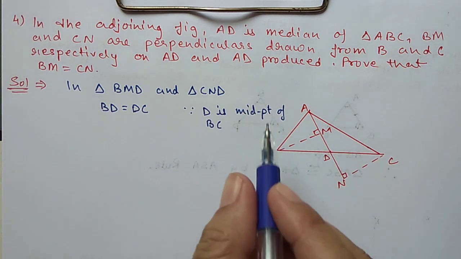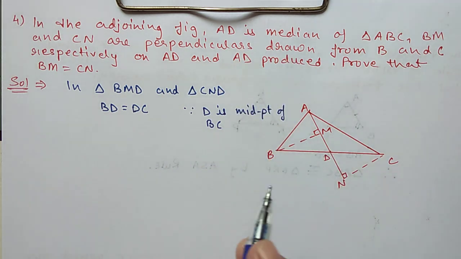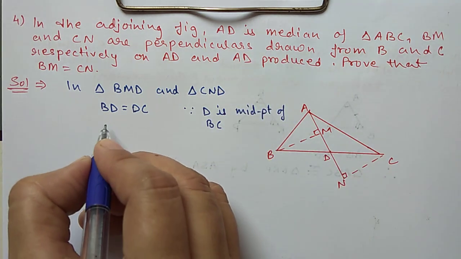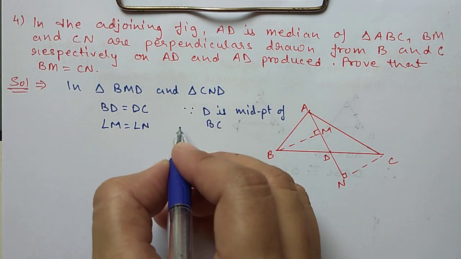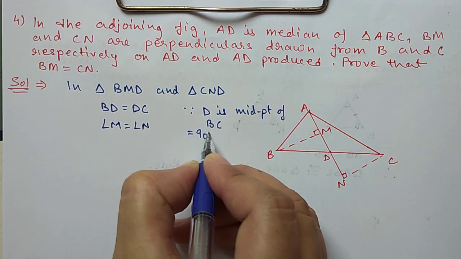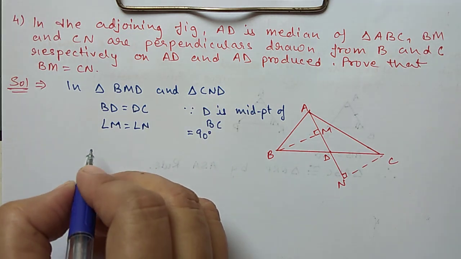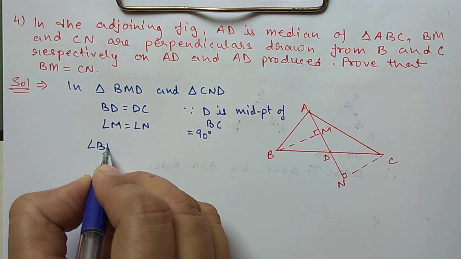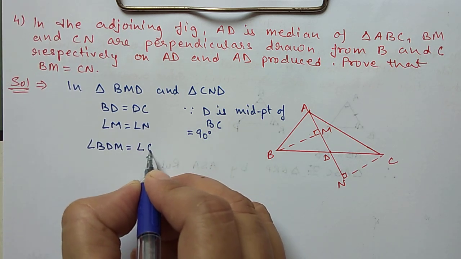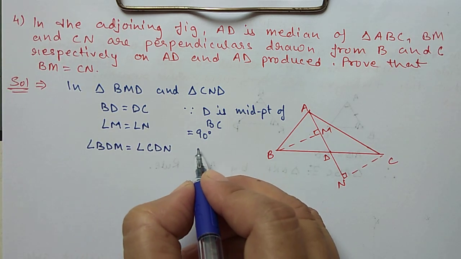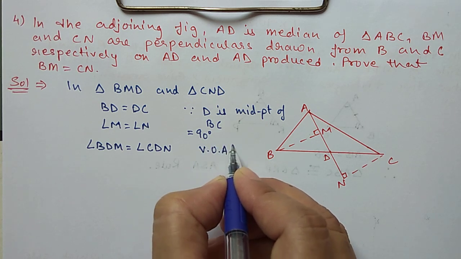It is given in the question that AD is a median, which means D is the midpoint. Next, angle M is equal to angle N; both the angles are equal to 90 degrees. And third, we can take angle BDM is equal to angle CDN. These are vertically opposite angles.